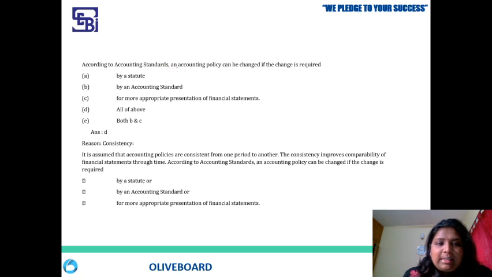According to the accounting standards, an accounting policy can be changed if the change is required. Guys, this is very important. Why? Because remember, you cannot keep on changing the accounting policies as you like. The main purpose of preparing financial statements is that it is like a progress card, right?